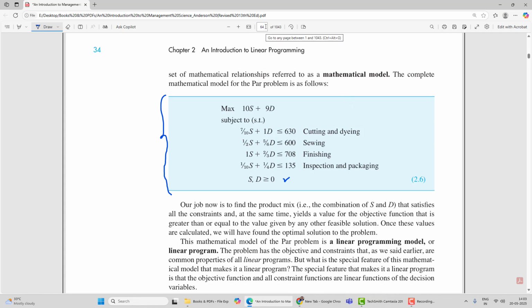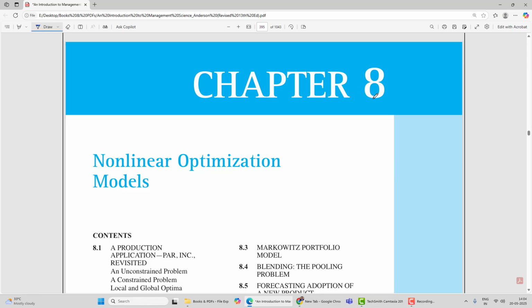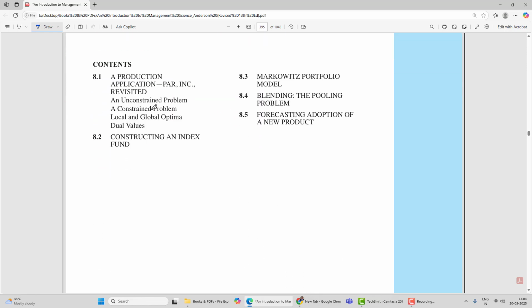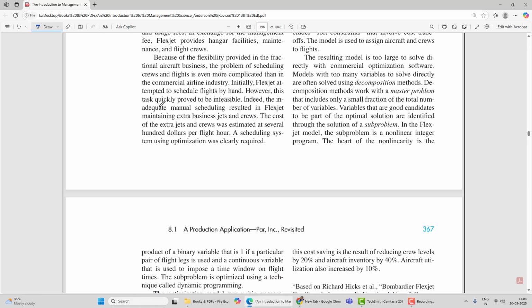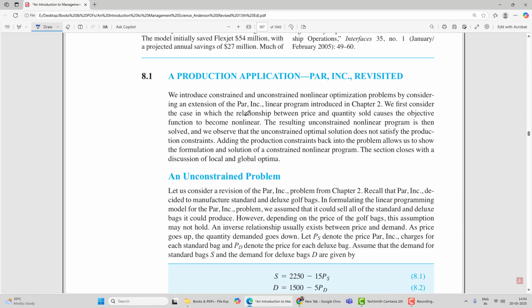Now, if you do a small modification of this problem, which they have shown on page 367, so I'm taking you to page 367. Nonlinear optimization, this is what we are going to look at. So this is the same problem.